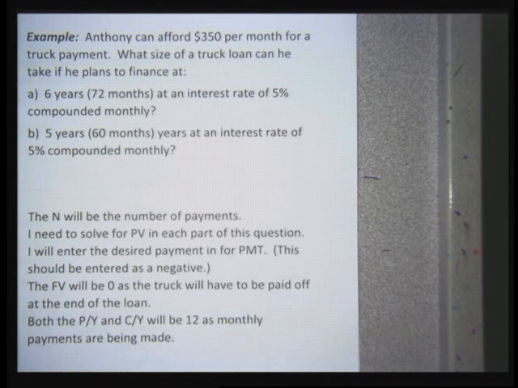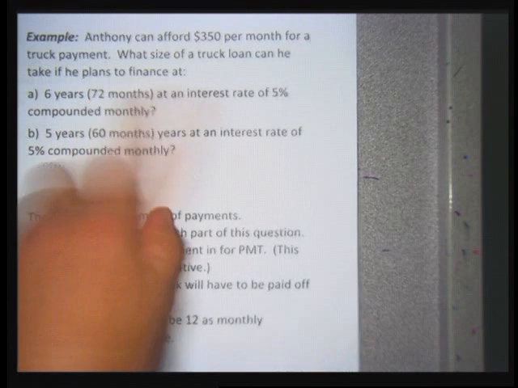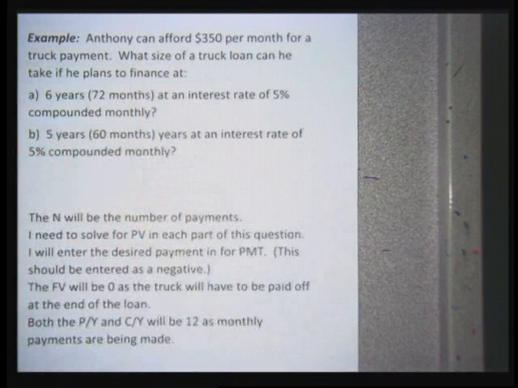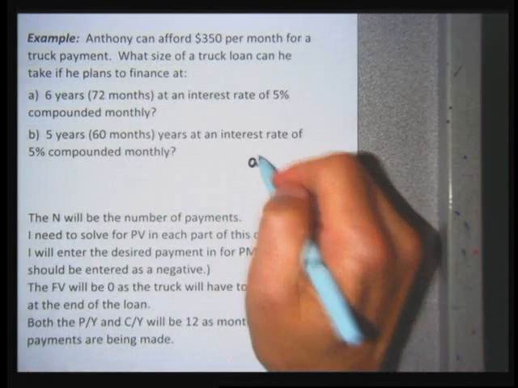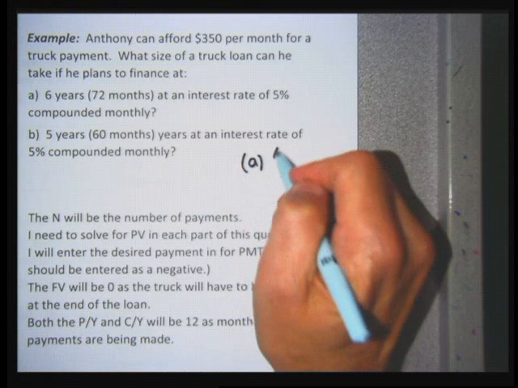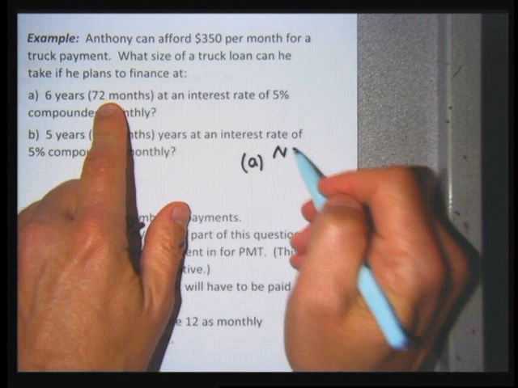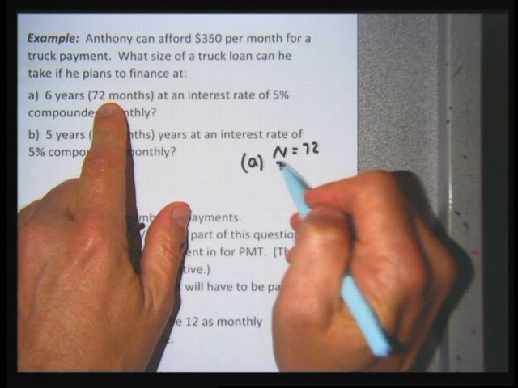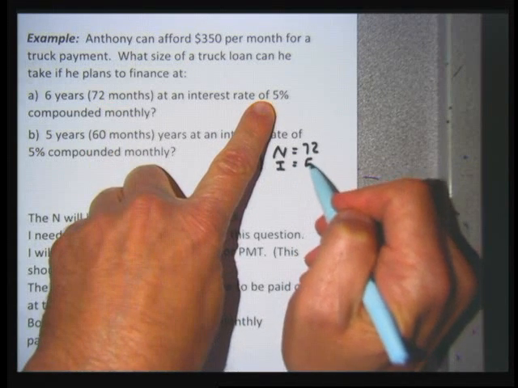Question is, if he financed for 6 years at 72 months at 5%, how much of a loan can he get? Easy enough to do. So for part A, the N is going to be the number of payments he's willing to make, and it's a 6-year loan, so the N is going to be 72. The I is going to be the interest rate he's going to qualify for, which is 5%.